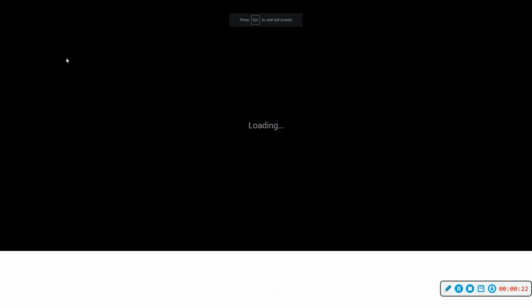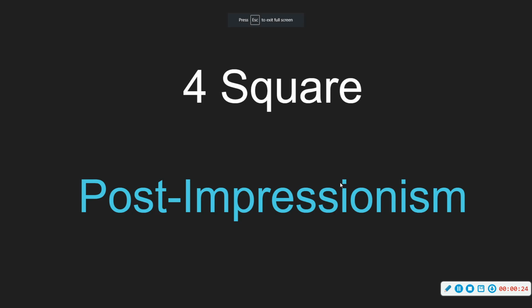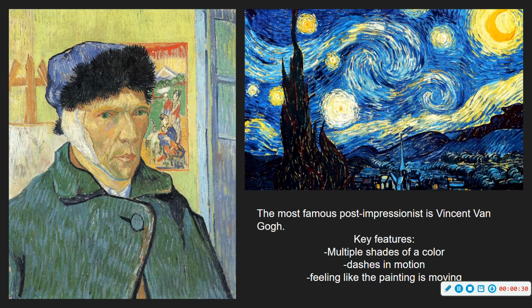All right, so some of you may be familiar with this term, but we're going to be using post-impressionism. Now, post-impressionism came after the Impressionist movement, hence the word post. And the most famous post-impressionist is Vincent van Gogh. There was another guy that he worked with named Paul Signac, and there was another guy called Paul Gauguin. However, really when we think about that style, we think about Vincent van Gogh.